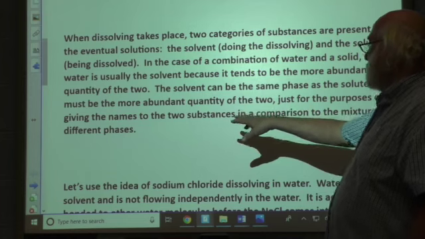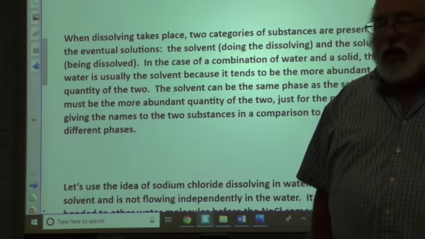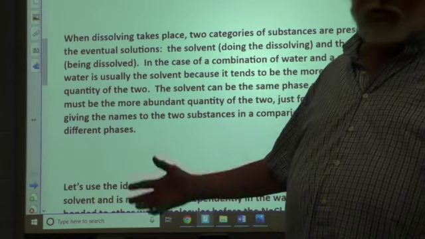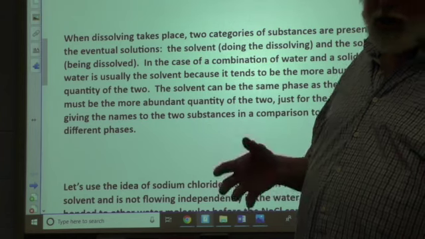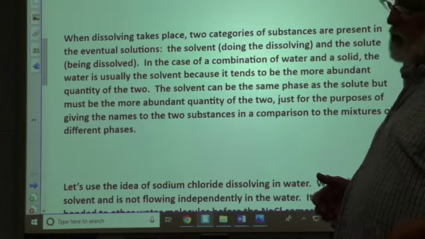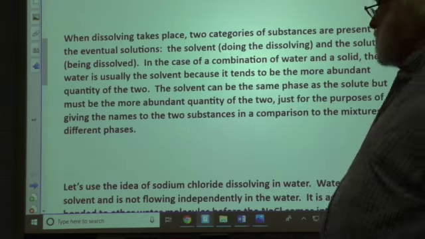Just for the purpose of giving a name to the two substances, compared to the mixtures of different phases, the process is the same, no matter what you call the solute, whatever you call the solvent. There's bonding taking place externally between these two substances. But because we have more of one, we call it the solvent, and less of the other, we call it the solute.